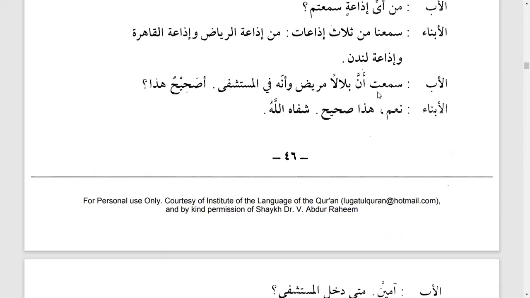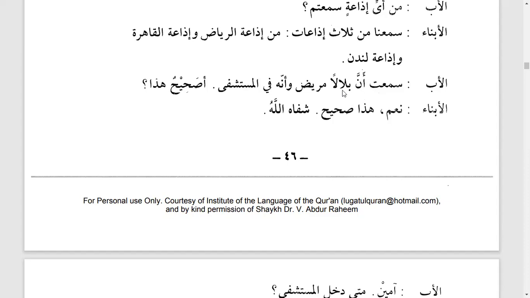Okay, Al-Ab: Smetu anna. As you can see here, the use of anna because of smetu. Normally anna comes after the verb, and anna is from the sisters of inna, and it is translated as that. It is also used for emphasis. Like inna and anna, both of them are emphatic.